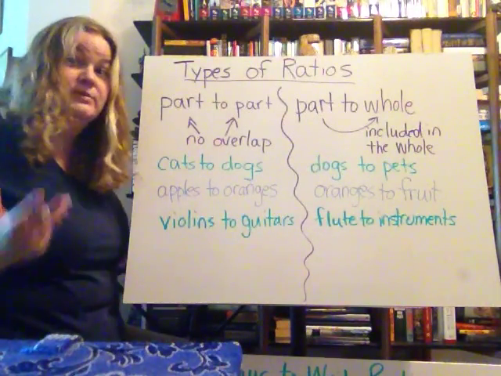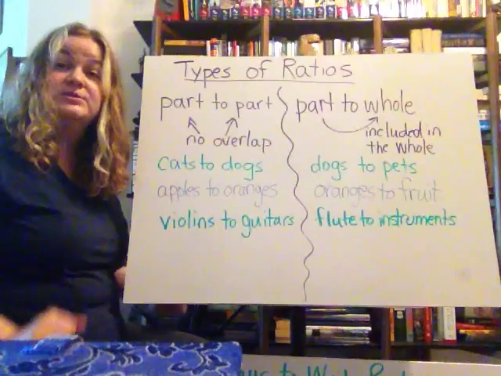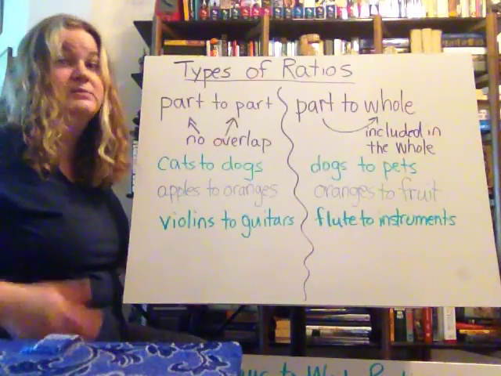Brown's online classroom. Today we're going to talk about types of ratios. There are two types of ratios that we'll be discussing, part to part and part to whole.